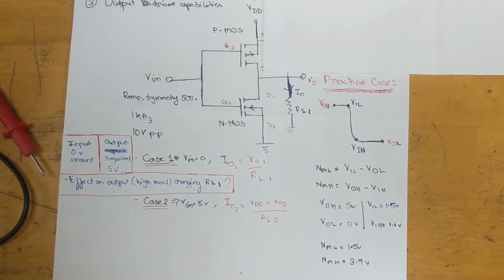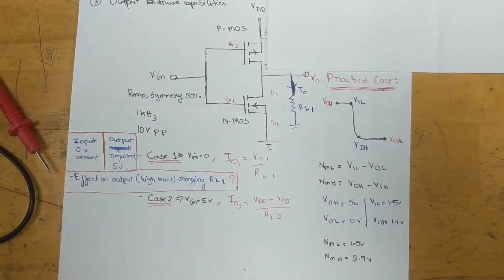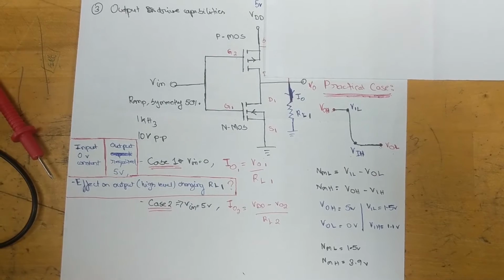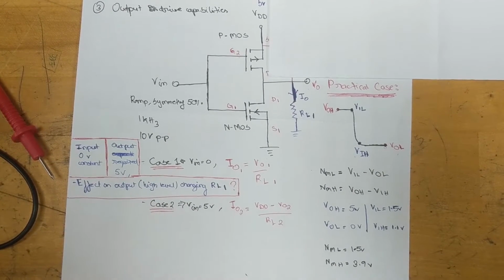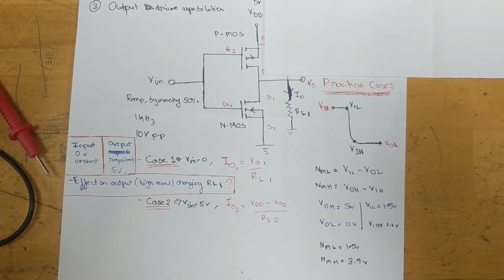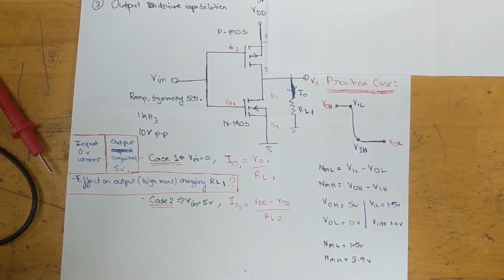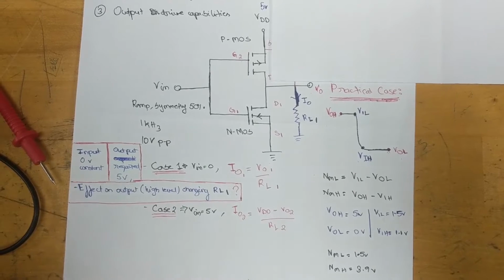In part 3 of our experiment, we will bring our DC supply voltage back to 5 volts, and we want to study the output drive capability. What this means is that we'll study how the load resistance affects the low level and high level of our inverter. So we will divide this part into 2 cases.